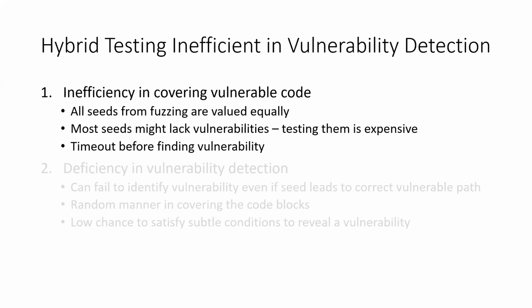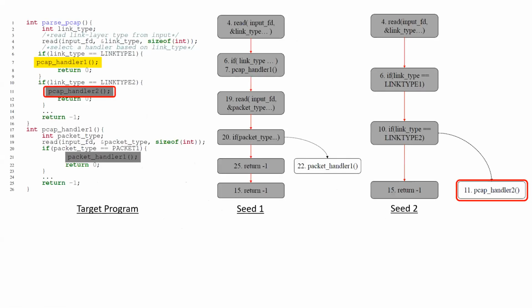I'll just repeat myself. The first reason it is inefficient is that all the seeds generated from fast testing are valued equally. However, some seeds can be more important than others because they might reach vulnerable code. If you waste time on seeds that are not vulnerable, you might eventually time out before you cover the vulnerable code.